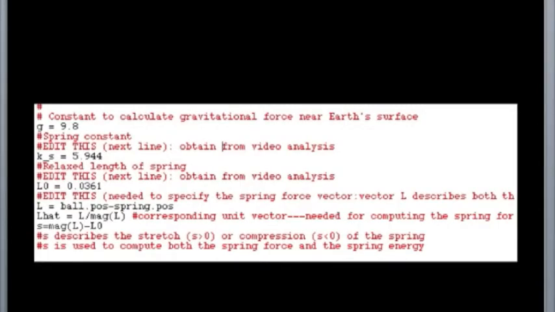The omega period equation resulted in a spring constant of 5.94 newtons per meter. The relaxed length was found to be 0.0361 meters, and this part of the code calculates the length of the spring at each time interval.